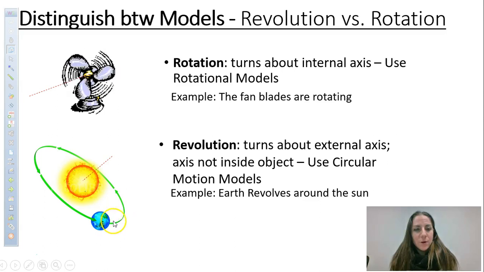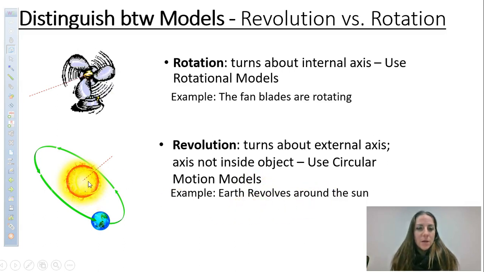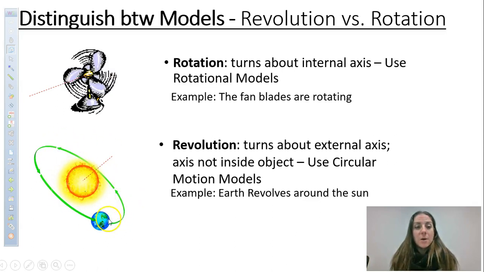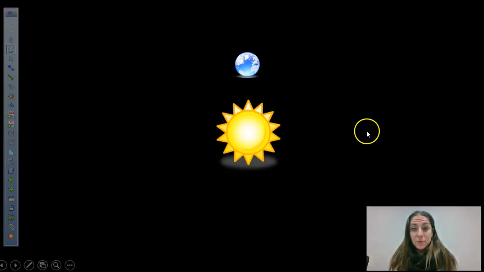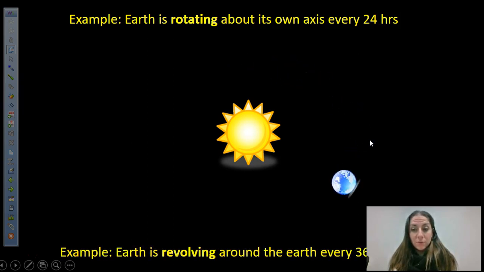When you have something that revolves, that's when we use our circular motion models. Like the Earth revolves around the sun. The Earth is outside the axis, so if you notice here, the axis is inside the sun, not the Earth. So this specific case is a revolution because we're going around an outside point. But to be technical, the Earth actually does both. It rotates every 24 hours on its own axis, but it revolves around the sun every 365 days. So here's an object that has both rotation and revolution.